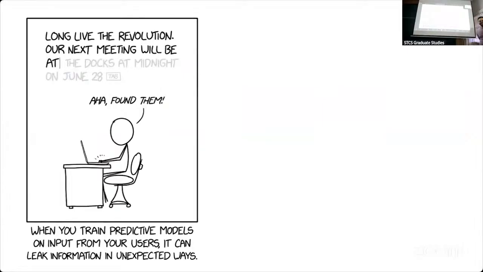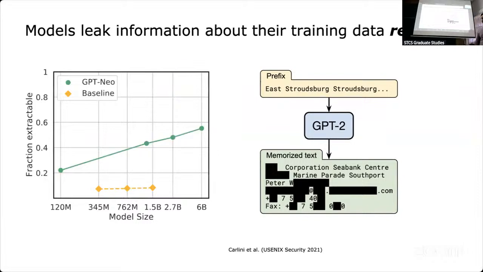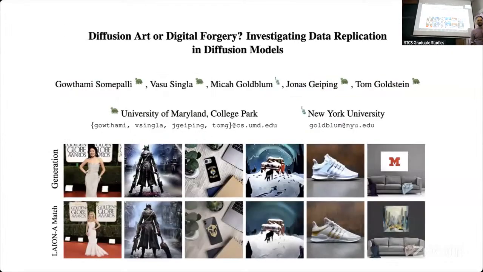So this XKCD comic is one of my favorites. Many of you would have seen it. It's also remarkably prescient because back in 2019, it predicted that language models would leak information about the data they were trained on. And a couple of years later, researchers found that this was indeed the case. Language models do leak information about their data, and they do so quite reliably with a very high extraction rate. And why target language models alone? Other generative models too. Here's an example of a paper that shows images being generated being very similar to the ones they were trained on.